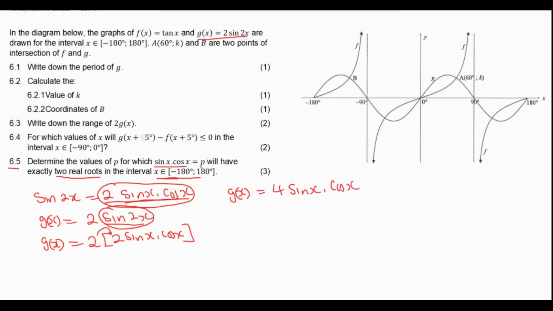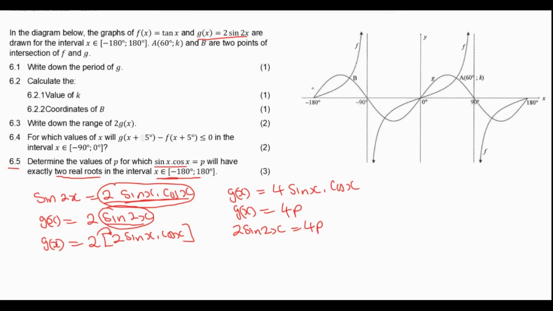And then we're given that sin x cos x is equal to p. So meaning that g(x) is equal to 4p. And then what is g(x)? g(x) is 2 sin 2x. So 2 sin 2x is equal to 4p. The question says, determine the values of p for which sin x cos x is equal to p will have exactly 2 real roots in the interval where x is from -180 degrees to 180 degrees.